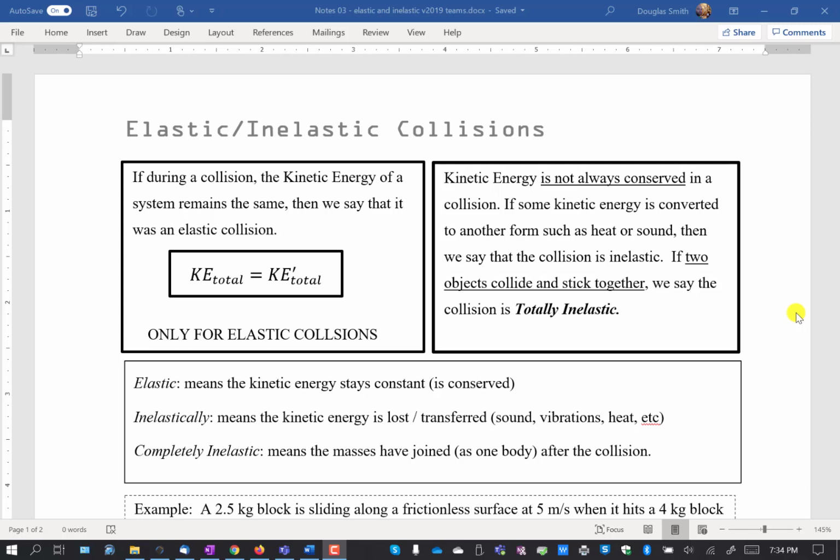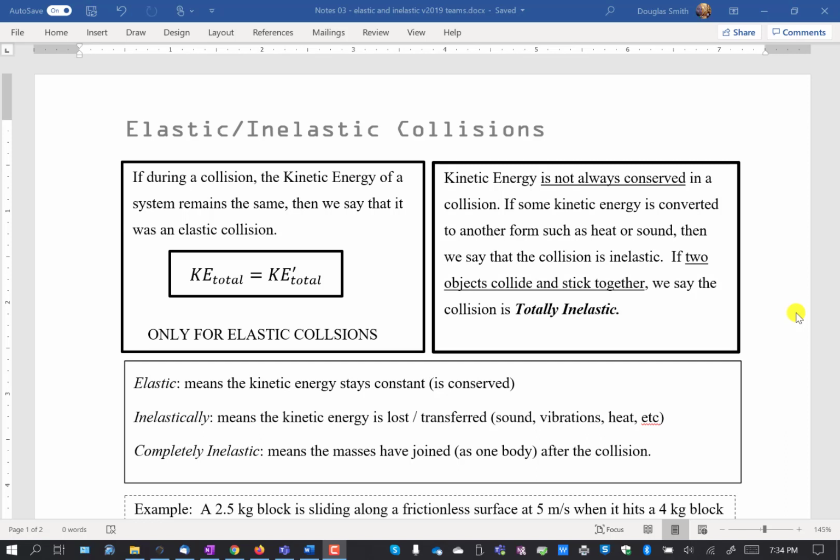Okay, this is the last topic for momentum, and it deals with this idea of elastic and inelastic collisions and combining an analysis using momentum along with using an energy analysis. So you've probably seen the words elastic and inelastic already when we've talked about collisions, and this is just going to go into more detail.